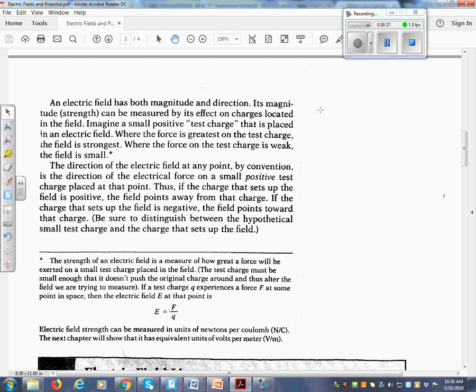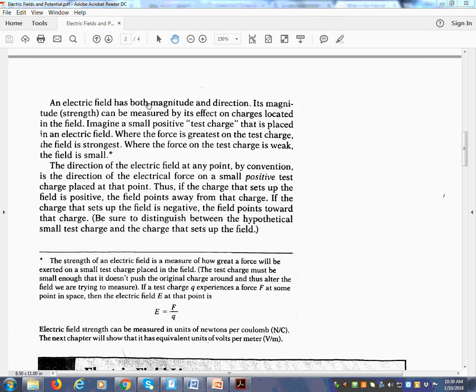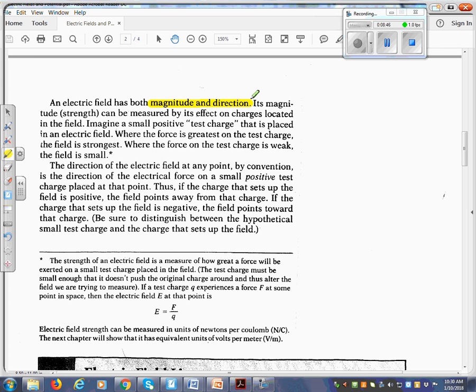Now, an electric field has both a magnitude and direction. What does that mean? If something has a magnitude and a direction, that means that it's a vector. Remember those good old days when you thought you were done with vectors? You're not done with vectors. They are fundamental to physics. They're not a whole lot of fun.